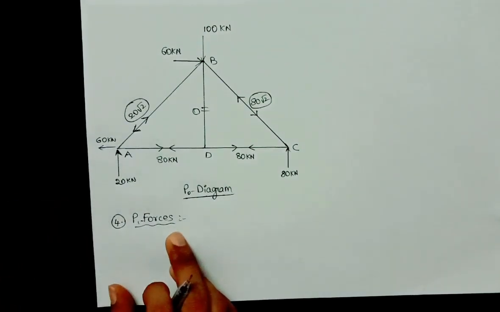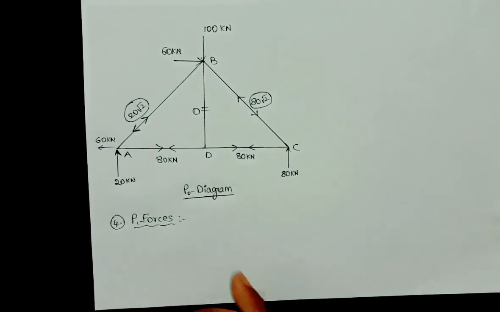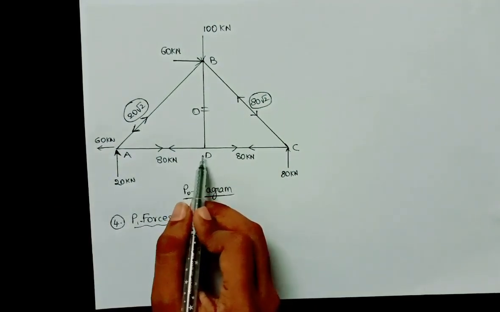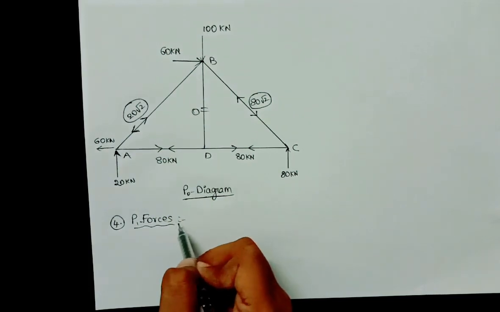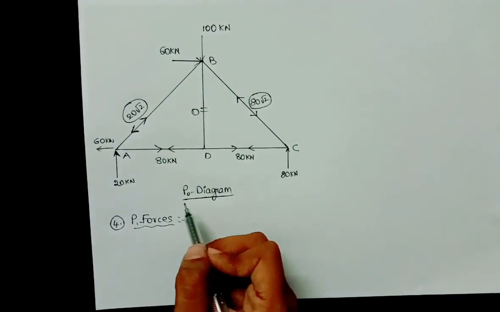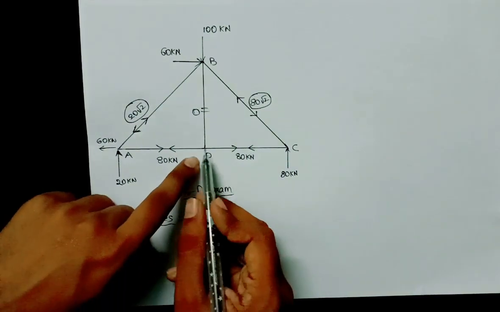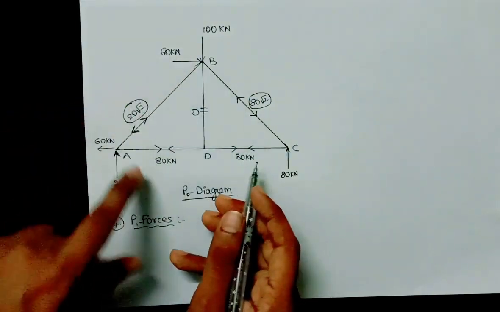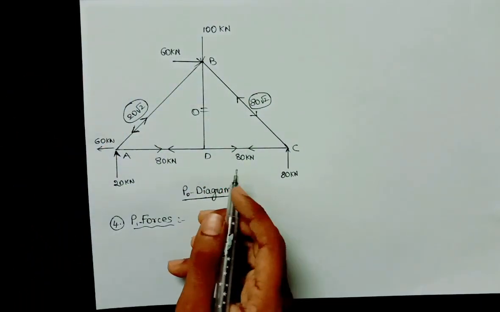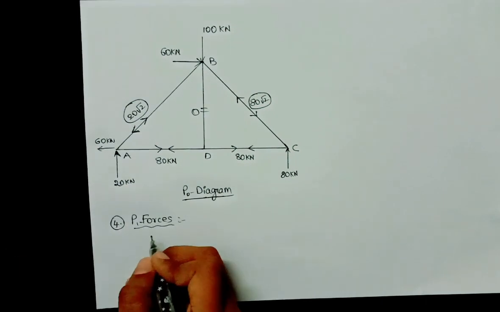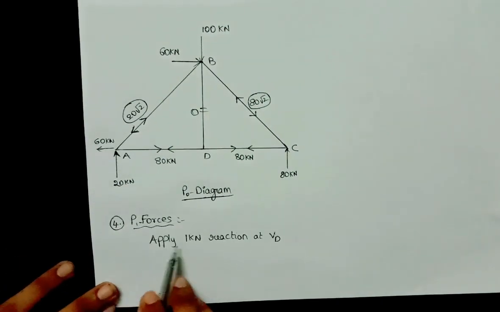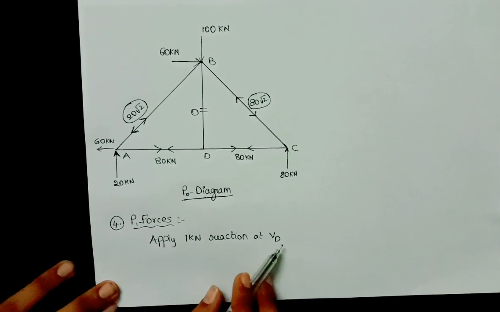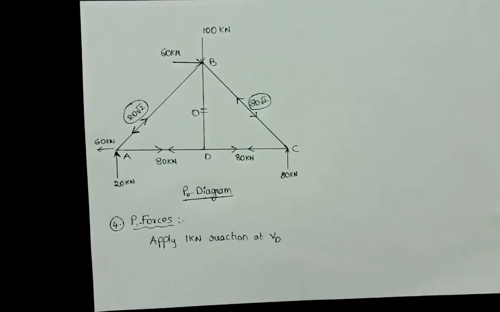What we will do in the P1 analysis is that whatever redundant we have taken, that means the support at D is taken as redundant. So in this process we will apply 1 kilonewton reaction at D, and again we will perform the method of joints analysis and find out the forces in all the members. Same method, same process. So I am applying 1 kilonewton reaction at D, and again I will draw the diagram representing the redundants.